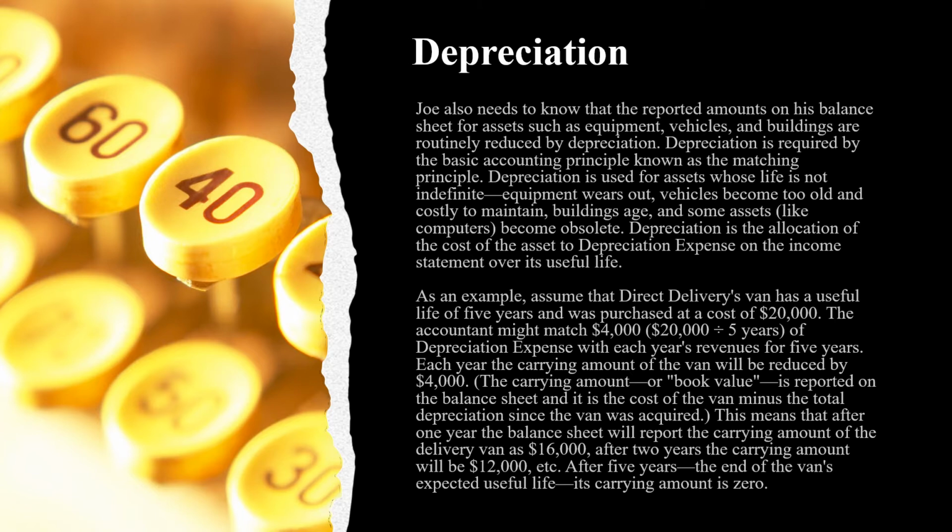This means that after 1 year the balance sheet will report the carrying amount of the delivery van as $16,000, after 2 years the carrying amount will be $12,000, etc. After 5 years, the end of the van's expected useful life, its carrying amount is zero.